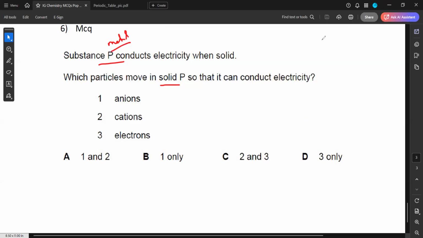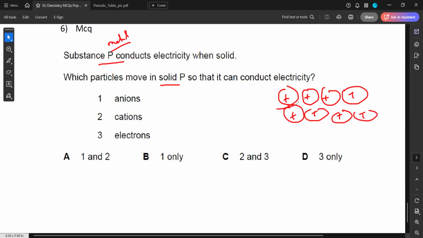And what does a metal contain? The structure of a metal contains a lattice of positive ions and delocalized electrons. The electrons are free to move in this structure. So when these electrons move from one place to another, it conducts electricity. Even though the positive ions are there in the metal, they can only vibrate, they cannot travel from one place to another. So the conduction of electricity is mainly due to the electrons. That's why D is the right answer. Only 3. So this was pop quiz 8.